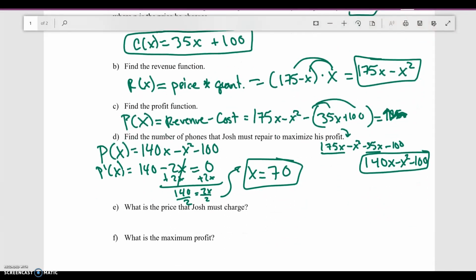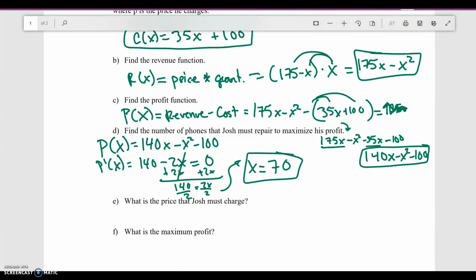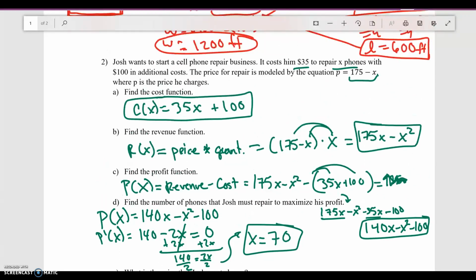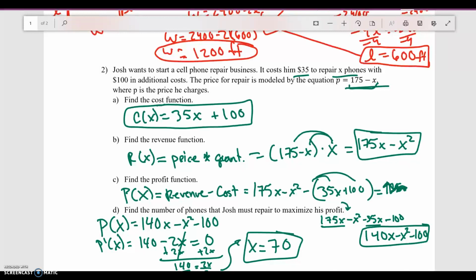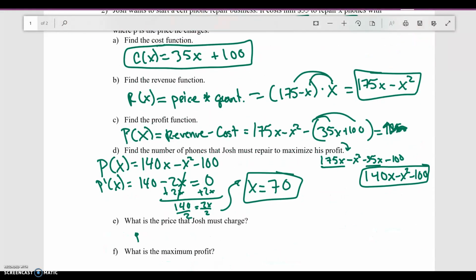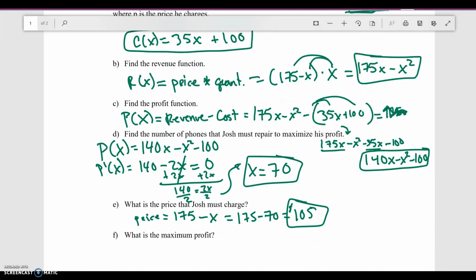Okay, so what is the price that Josh must charge? If you remember back, the price is modeled by 175 minus X. We just figured out what X was, so 175 minus 70 gives me 105. So Josh should charge $105 for the repair of each phone.